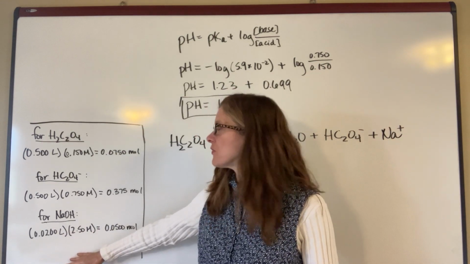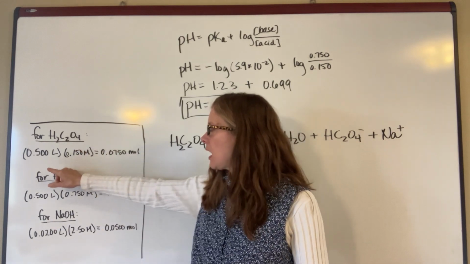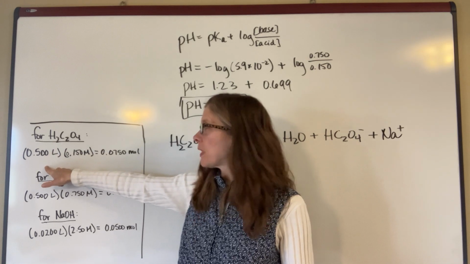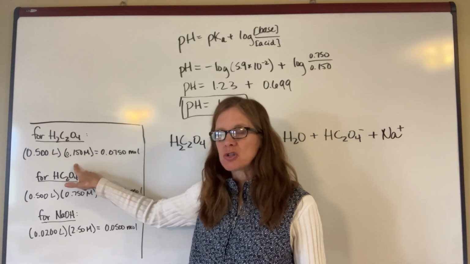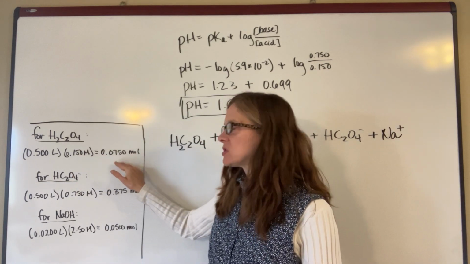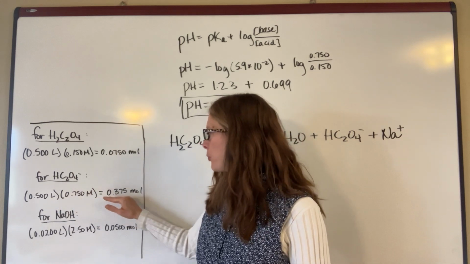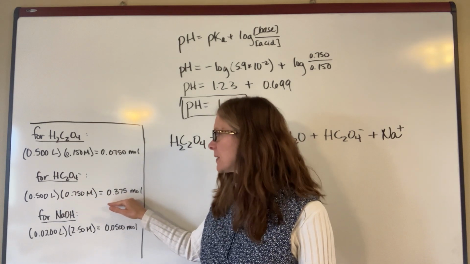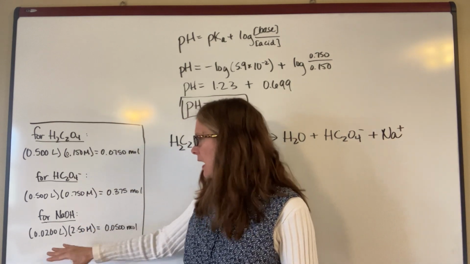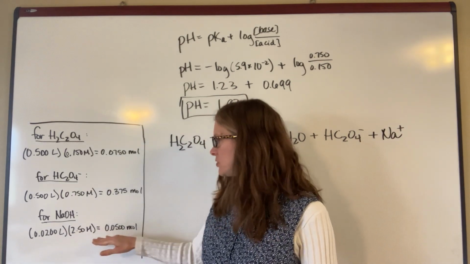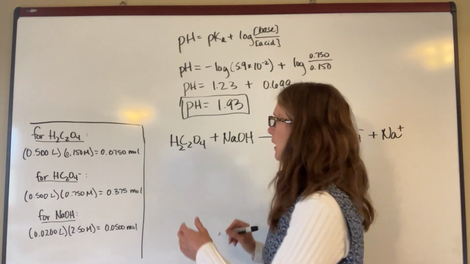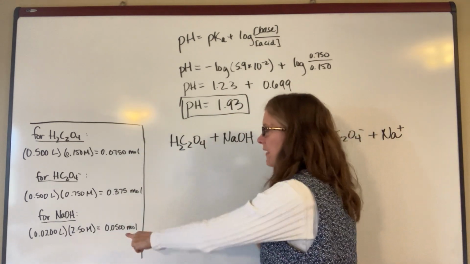You can see that in every single instance, what I did is I took a half a liter, which is what they told me the volume of the buffer was, and I multiplied it by the concentration that they gave me to find the number of moles of each one. So I've got 0.0750 moles of acid, I have 0.375 moles of base, and with the sodium hydroxide, they told me I had 20 milliliters of 2.5 molar sodium hydroxide, which is going to give me 0.05 moles of that base. Okay, so in order to do the stoichiometry, I have to have this in moles.